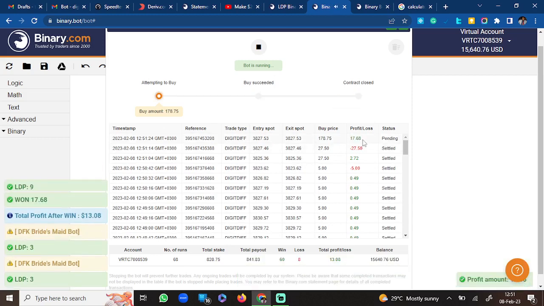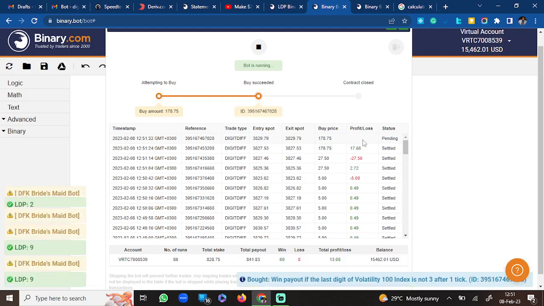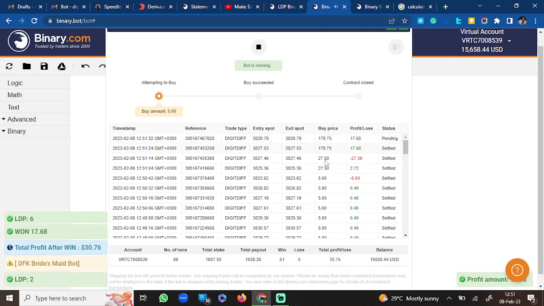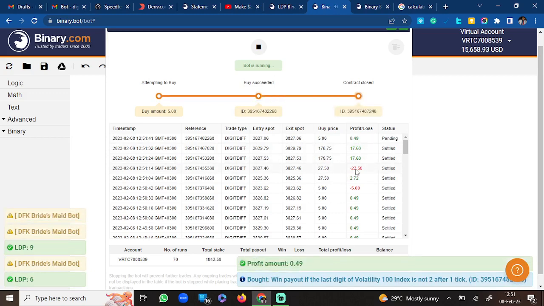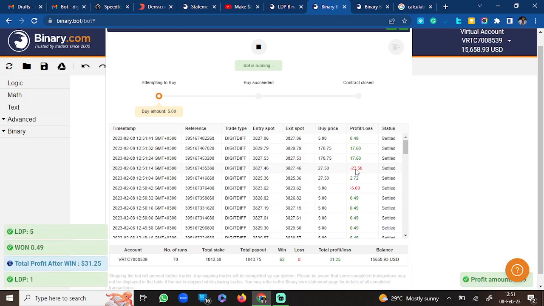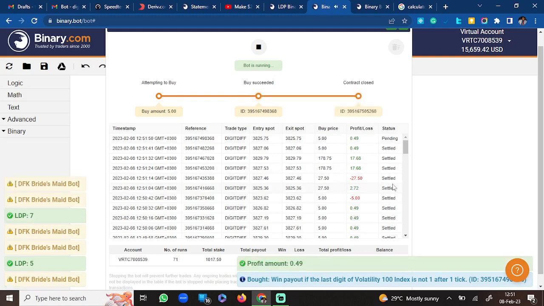Remember, our loss is 170, our stop loss is $100. But in this case, if you had an account of $100, you'll have problems. So don't stake too high, especially when your martingale is 11. Don't stake too high. But you've seen there's no point we've had double losses.